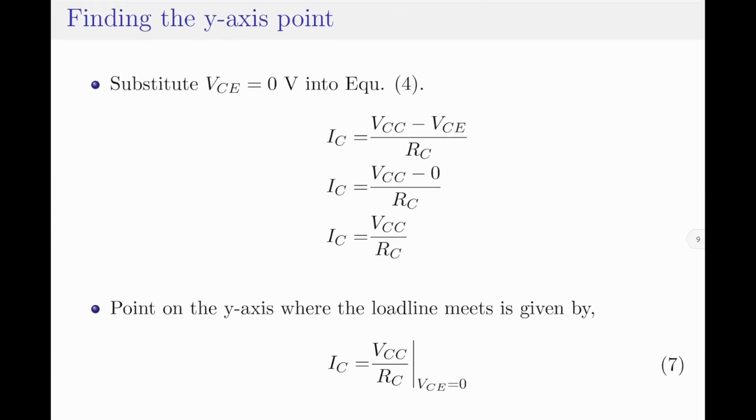Let us now find the y-axis point. So, substitute VCE equal to 0 into equation 4. Please note this is equation 4, and simplifying that you will obtain IC as VCC divided by RC. Therefore, the point on the y-axis where the load line meets is IC equal to VCC divided by RC, and this is obtained for VCE equal to 0.